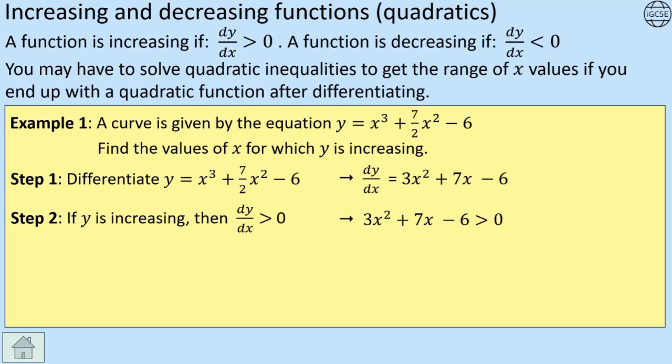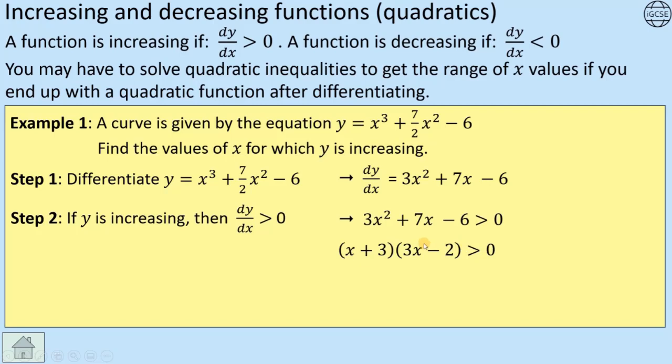Now, it's highly unlikely that you're going to have to use the formula, but obviously it could be there if they're particularly mean. But we're hoping it would factorise, and of course this one does factorise, and it goes into this double bracket here. So x plus 3, bracket 3x minus 2, is greater than 0.